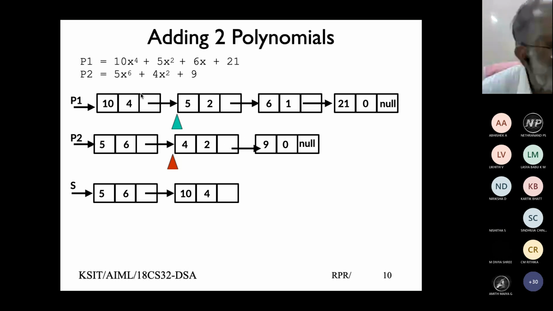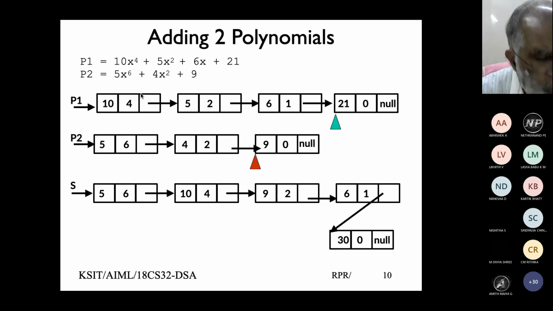How do we go about doing multiplication of two polynomials? Given the two polynomials, what approach would you take to multiply them?